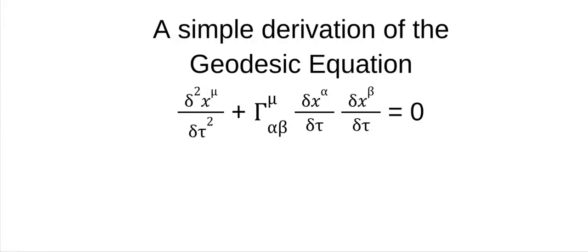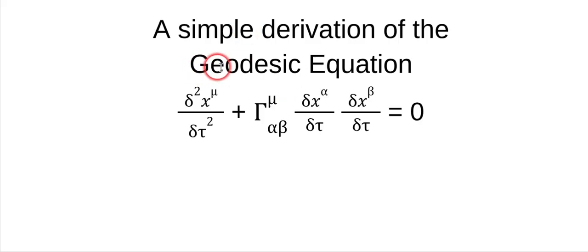Hello, relativity friends. I got something fun here. I'm calling it a simple derivation of the geodesic equation. Now, when you use "simple" in a sentence with general relativity, it's a relative word, pun intended, because general relativity is rather complicated.